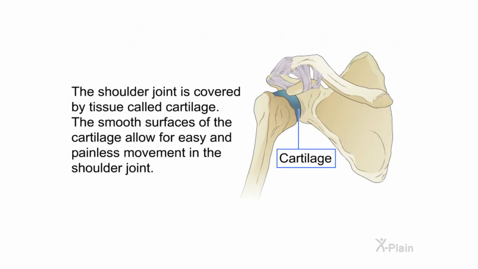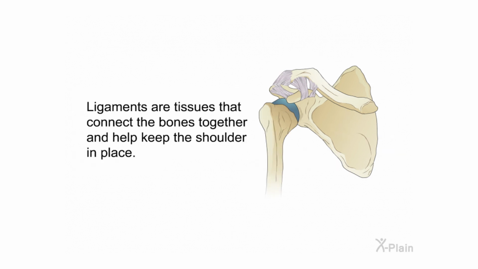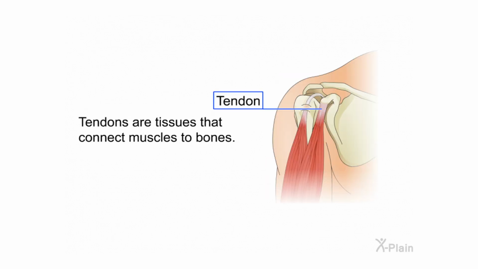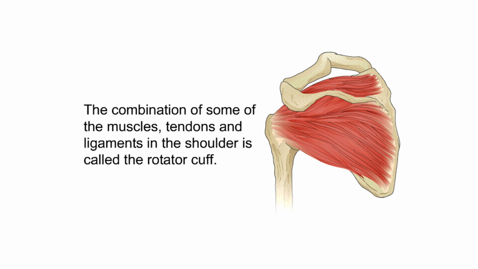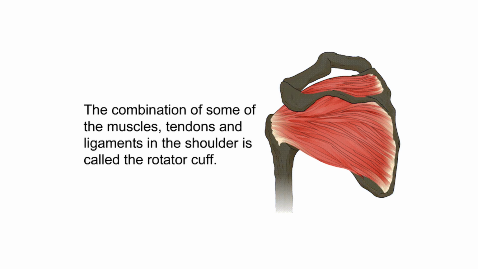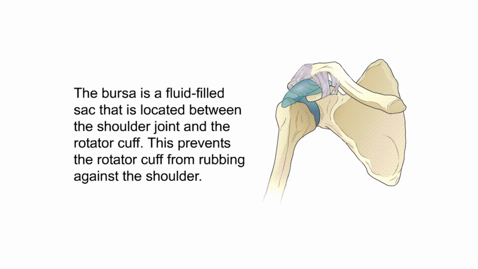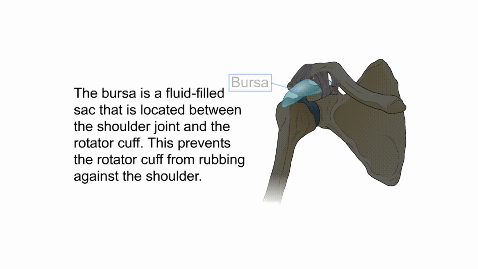The shoulder joint is covered by tissue called cartilage. The smooth surfaces of the cartilage allow for easy and painless movement in the shoulder joint. Ligaments are tissues that connect the bones together and help keep the shoulder in place. Tendons are tissues that connect muscles to bones. Shoulder muscles that are attached to the shoulder blade allow the shoulder to move in all directions. The combination of some of the muscles, tendons, and ligaments in the shoulder is called the rotator cuff. The bursa is a fluid-filled sac that is located between the shoulder joint and the rotator cuff. This prevents the rotator cuff from rubbing against the shoulder.